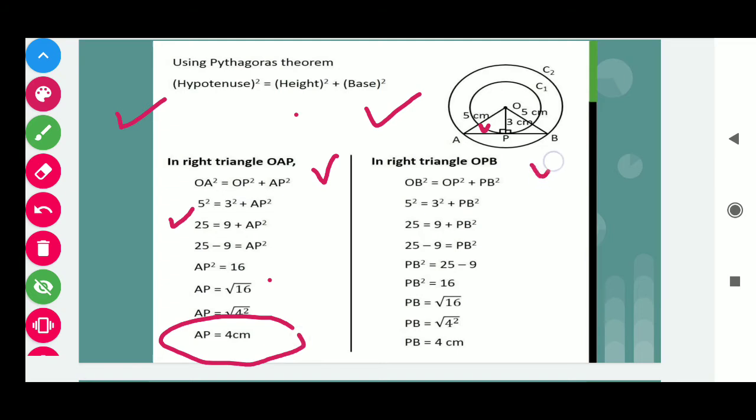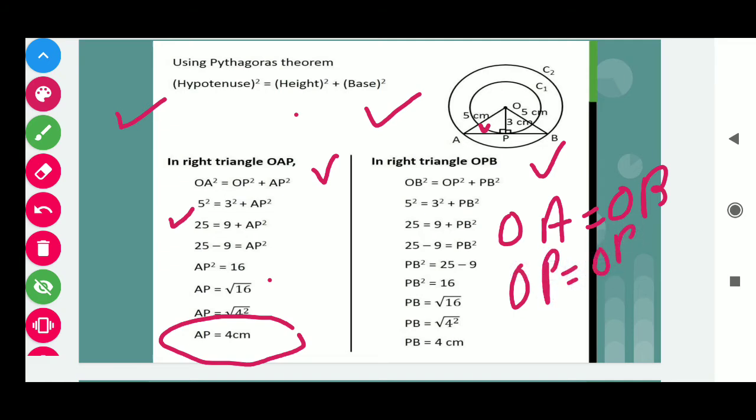Similarly, students, you can see that triangles AOP and OPB are both congruent. Students, you can have an alternate method: you can show both triangles are congruent. For this we will find 3 conditions: OA equals OB, which we can say both radii are equal. OP equals OP, that is common, and you can see here angle APO equals 90 degrees equals angle OPB. In this way the two triangles are congruent. In this way PB must be the same 4 cm as AP.